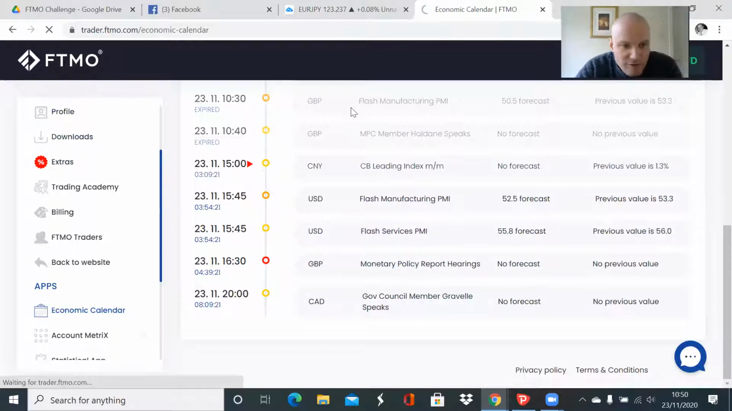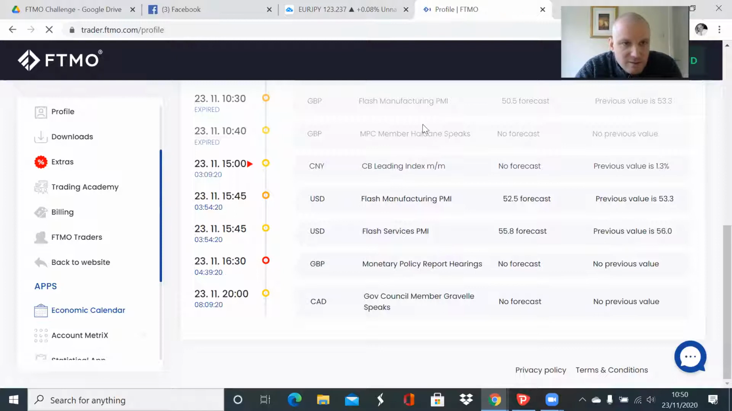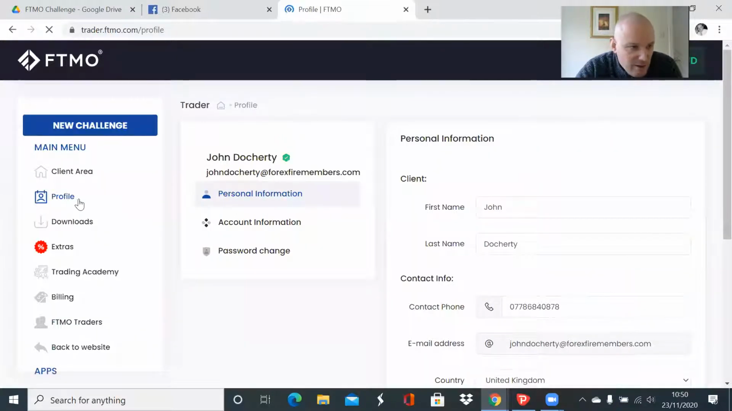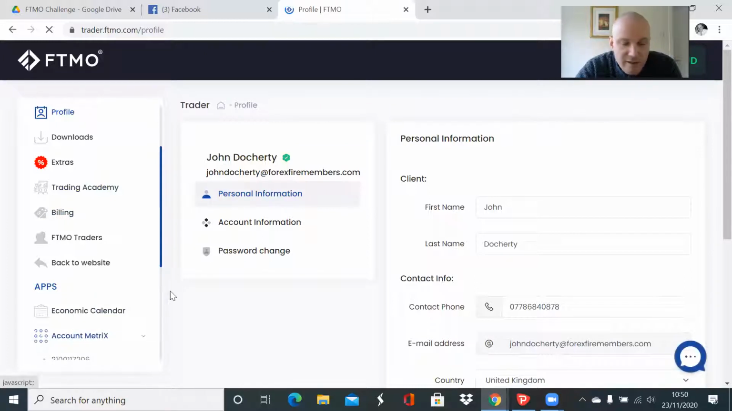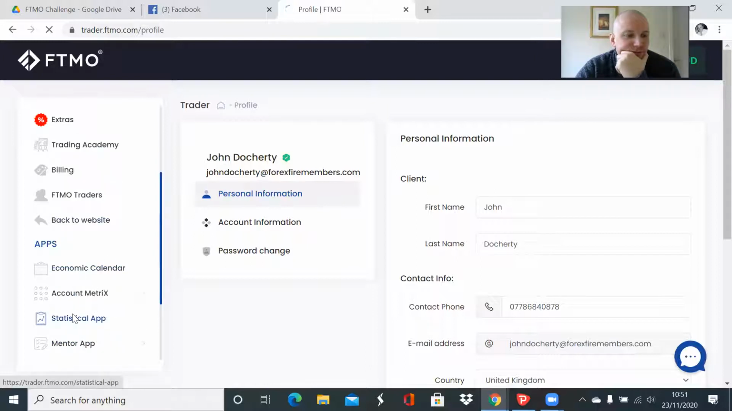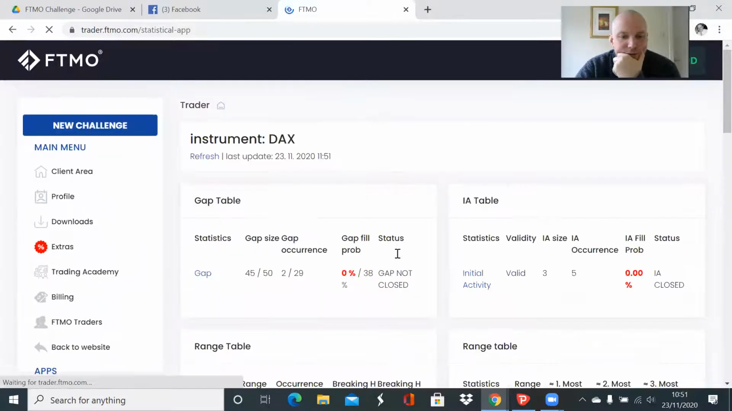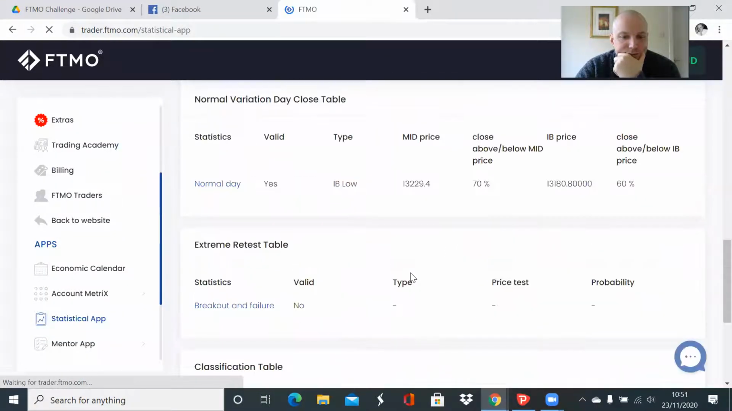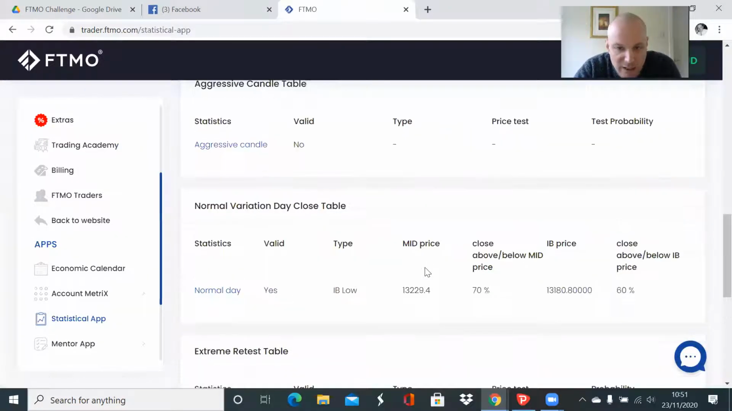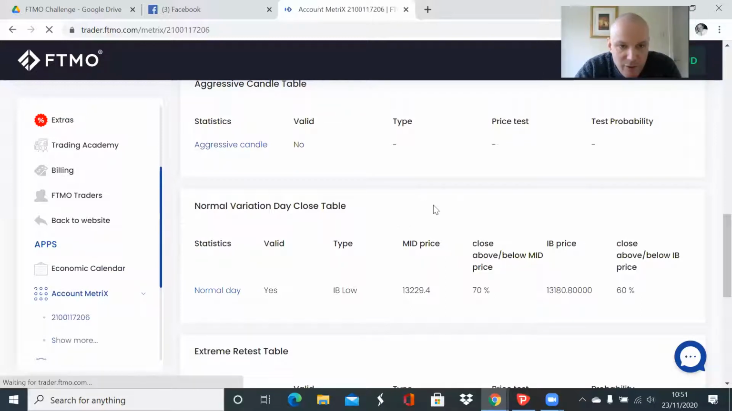From there, my profile. Let's just see where I'm at. It's the metrics, the account metrics. I need to go on. Let's take a look. It seems to be a bit slow to load up. Is it the statistical app? You see, I'm new to this as well, guys, so we just need to have a look at this. There we go, see what that brings up.